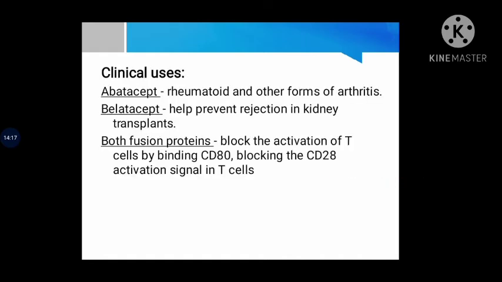So the clinical uses of this drug is the abatacept is approved for use in rheumatic and other forms of arthritis, while belatacept is approved to help prevent rejection in kidney transplant. The fusion of these both proteins block the activation of T cells by binding CD80, blocking the CD28 activation signal in T cells.